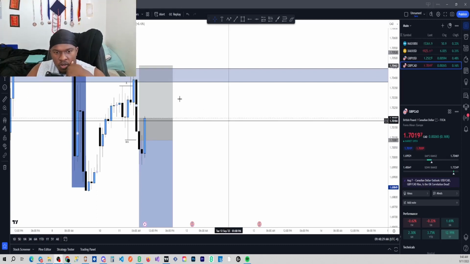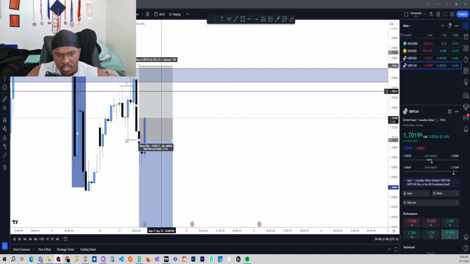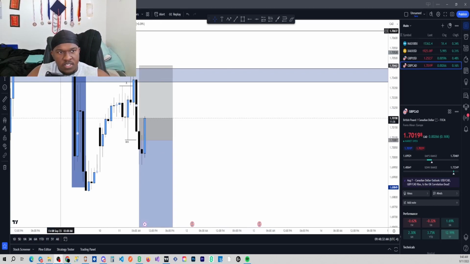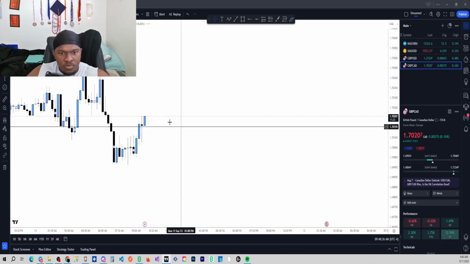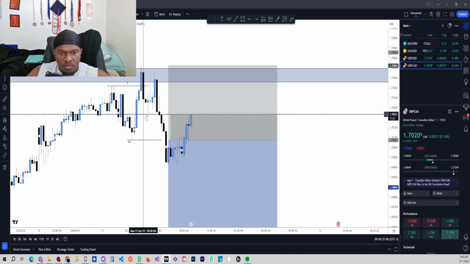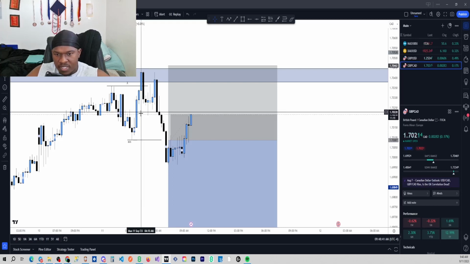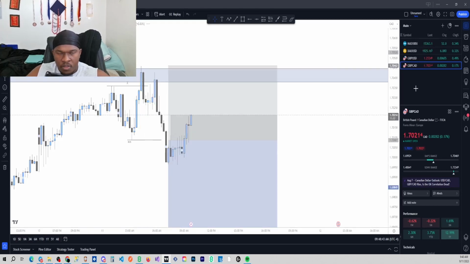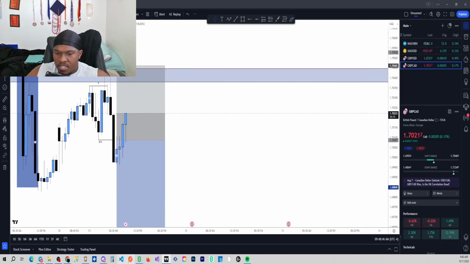So we are currently in drawdown as I anticipated. We have retested this level over here. Now I'm expecting GCAD to drop from here, so I decided to add my second entry on GCAD instead of gold.